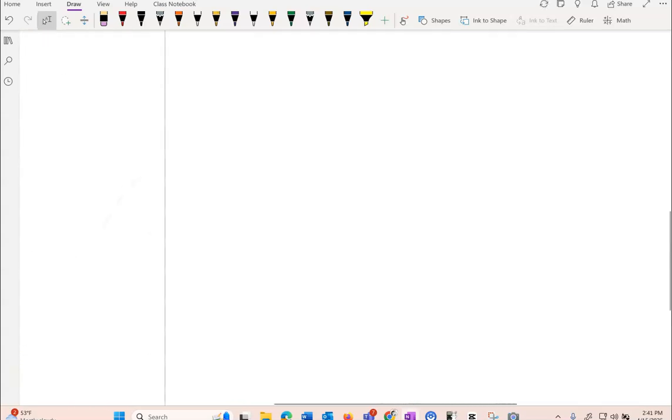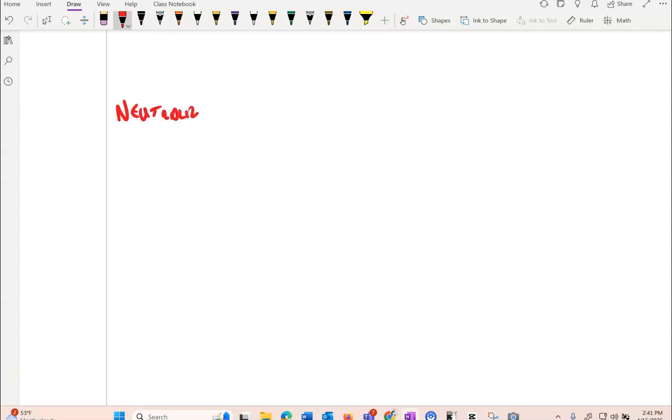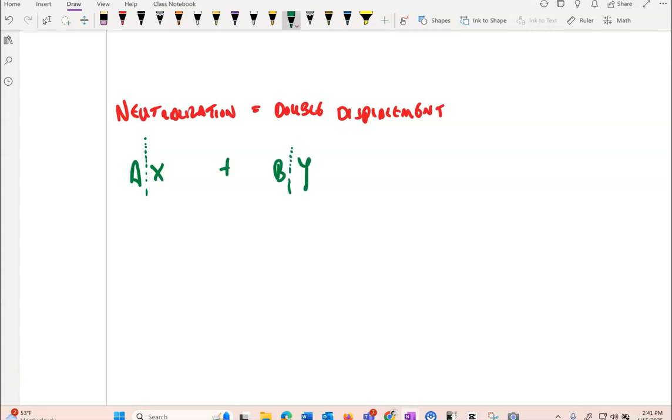And here's what we want to remember. Neutralization is just a double displacement reaction. And let's remember that all the way back in Chapter 8, a double displacement reaction was simply a reaction between two ionic compounds. A compound A and X, and a compound B and Y.